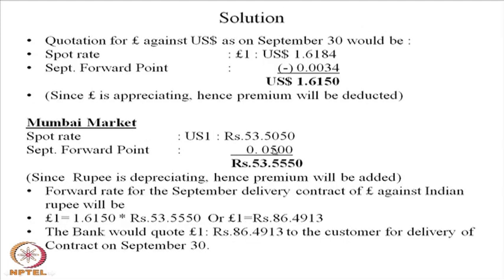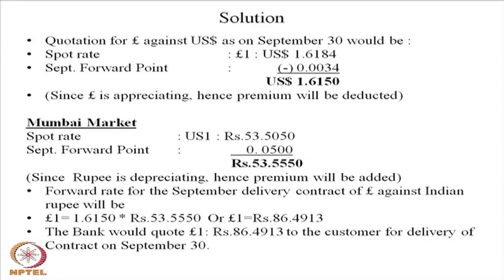So, 50 is added here. So, the forward during the month of September, that rupee dollar exchange rate will be 53.5550. So, rupee is depreciating, premium is added here. So, $1 pound sterling will be $1.6150 and $1 will be 53.5550, both are forward now.